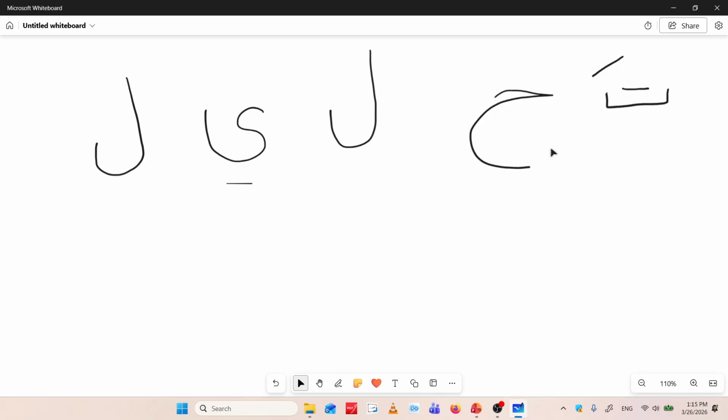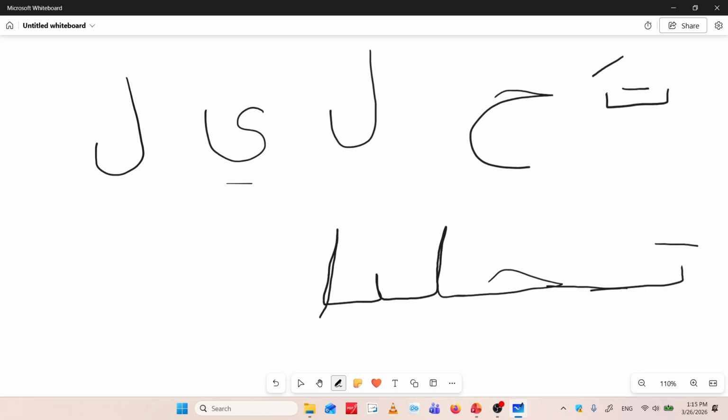So all of these letters are two-way connectors. So we're going to write the ta. This is the initial ta. Then the ha, which is in the middle. We are going to connect it to the la in the middle. Then we have the ya in the middle. Then the lam in the end. And this word is tahleel. Tahleel means to analyze something.